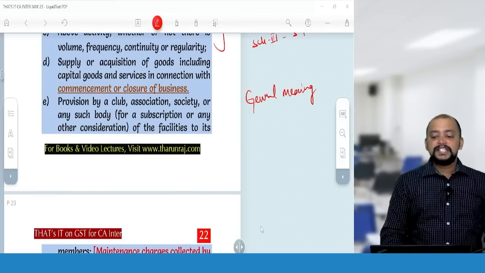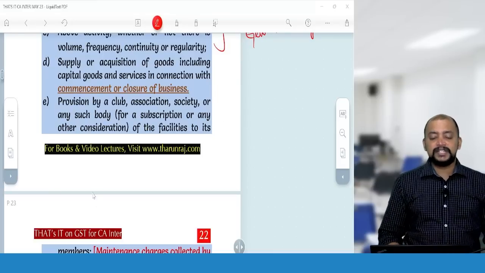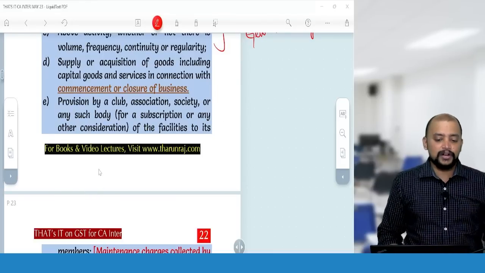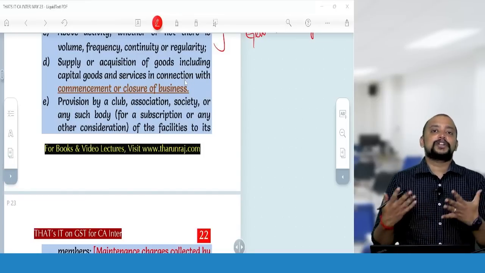Then there are some specific activities. These specific activities are always treated as business, whether they are covered under the general meaning or not. That is, supply or acquisition of goods, including capital goods, in connection with commencement or closure of business.